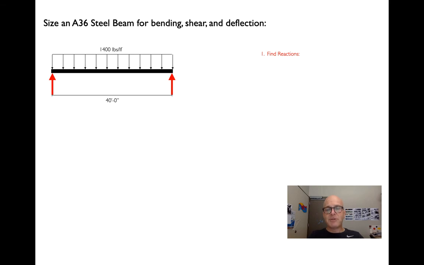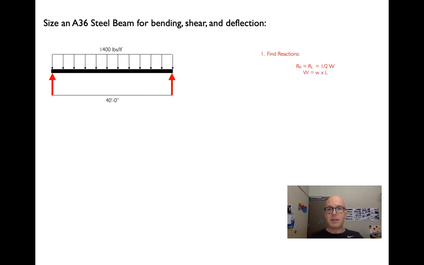So the first thing we do is find the reactions. In a complicated case, we would do the sum of the moments around the left and right supports. In this case, it's a symmetrically loaded beam, so we know that the collective weight of the distributed load is going to be shared equally between the two supports. Mathematically, we can write that as reaction right and reaction left are both equal to each other, and they'll be equal to 1/2 of W. Capital W is the total load that we're putting on the beam.